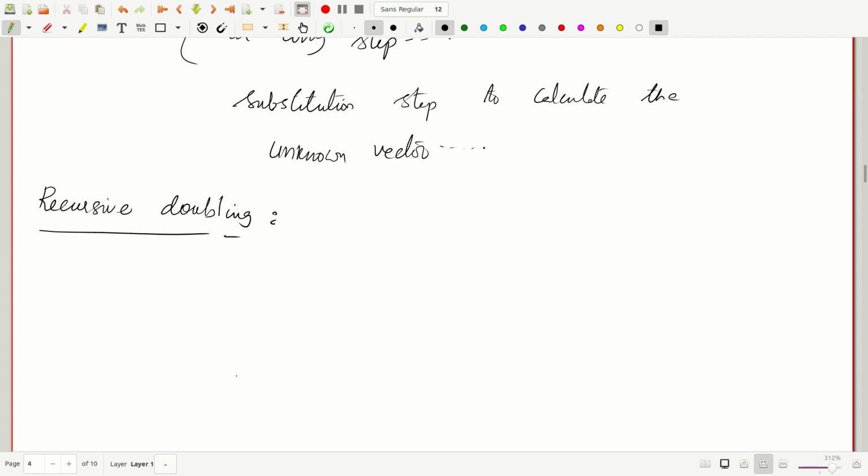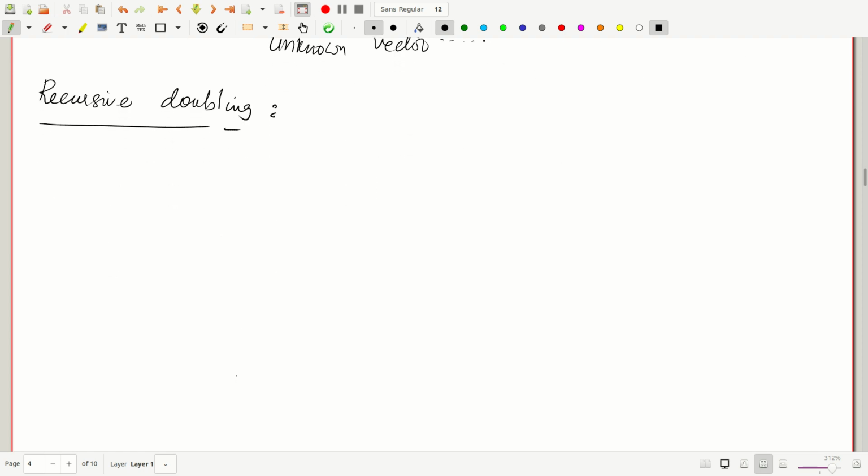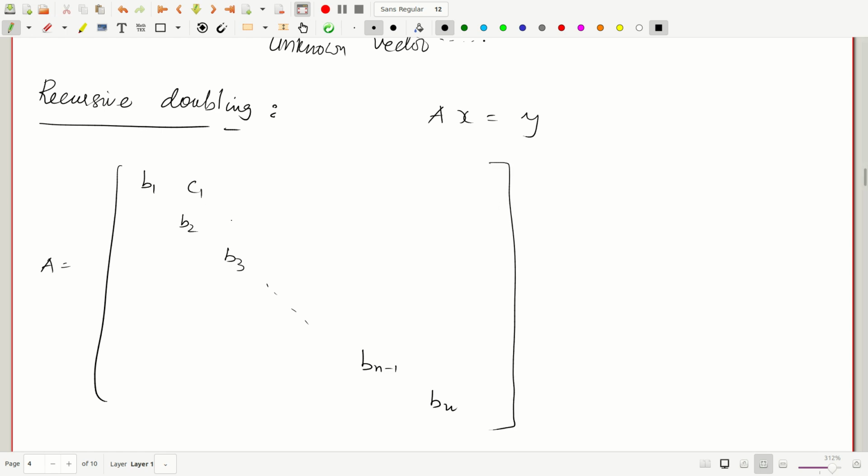So recursive doubling. Basically we have a coefficient matrix, Ax equals y, and the coefficient matrix A is given by the diagonal b1, b2, b3 all the way to bn minus 1 and bn. Our super diagonal elements are c1, c2, c3 all the way to cn minus 1, and then we have a2, a3 all the way to an minus 1 and an. So that's basically our matrix.